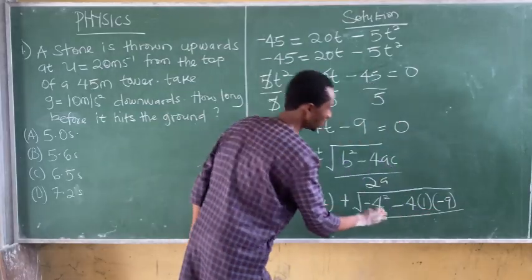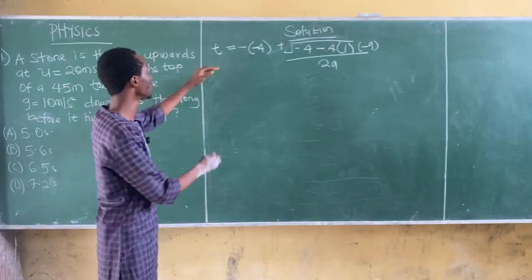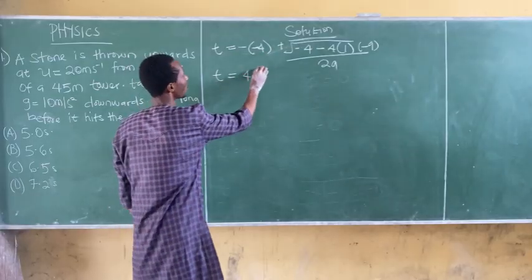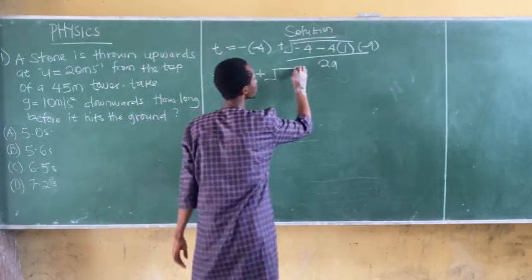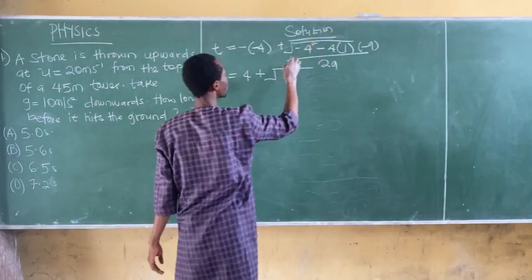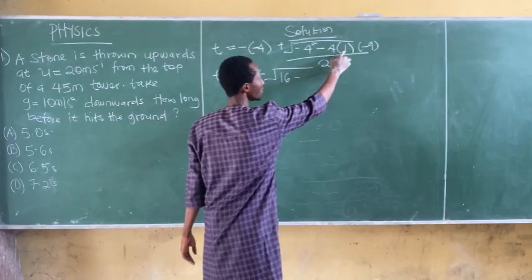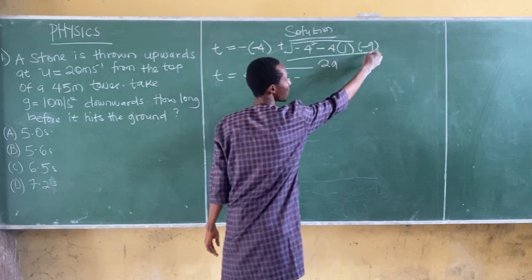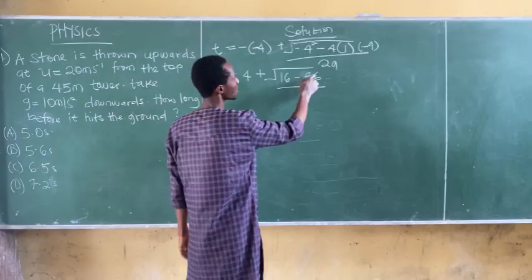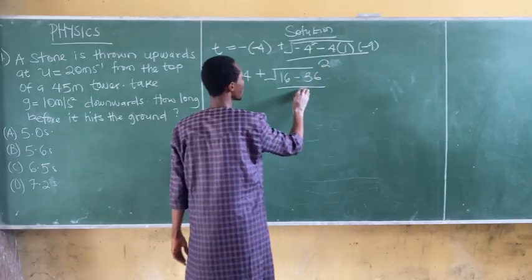All divided by 2a, which is 2 times our a, which is 1. We have that t is equal to minus times minus, we have plus, so we have 4 plus the square root of -4, and don't forget this is all squared. -4 all squared will give us 16, minus 4 times 1 gives us 4, minus 4 times -9 gives us 36, divided by 2a. Our 2a is 2 times 1, which is the same thing as 2.